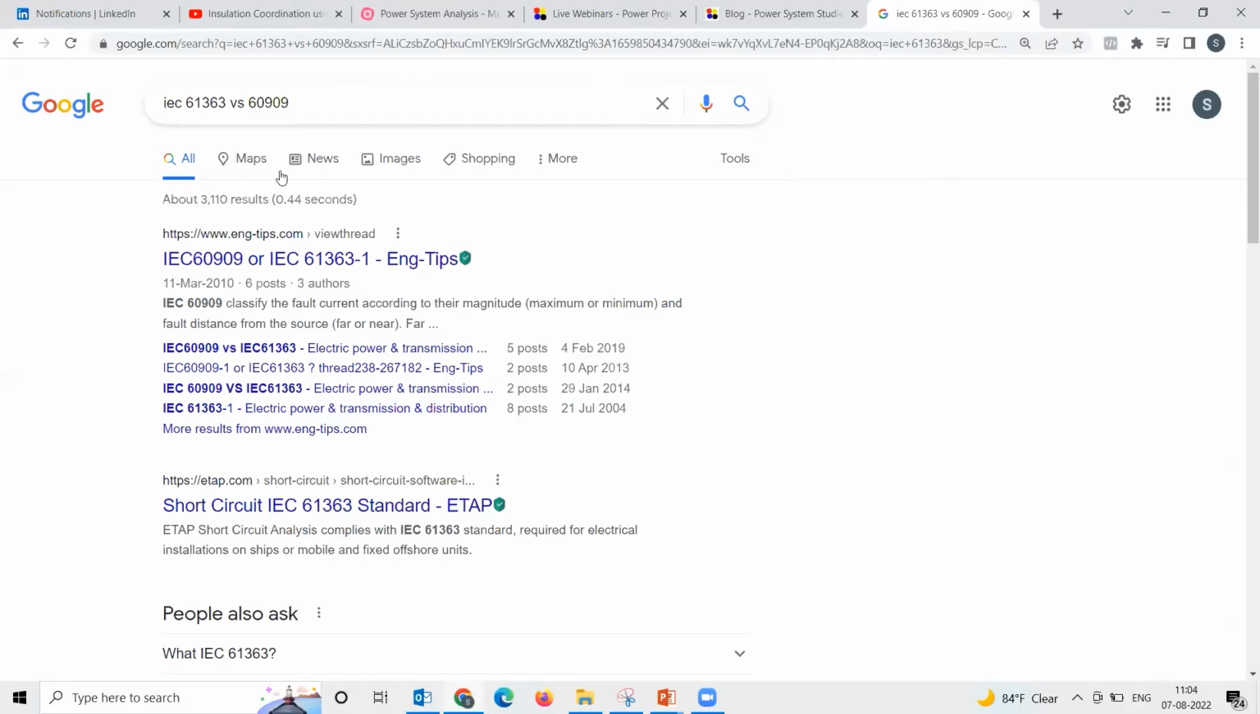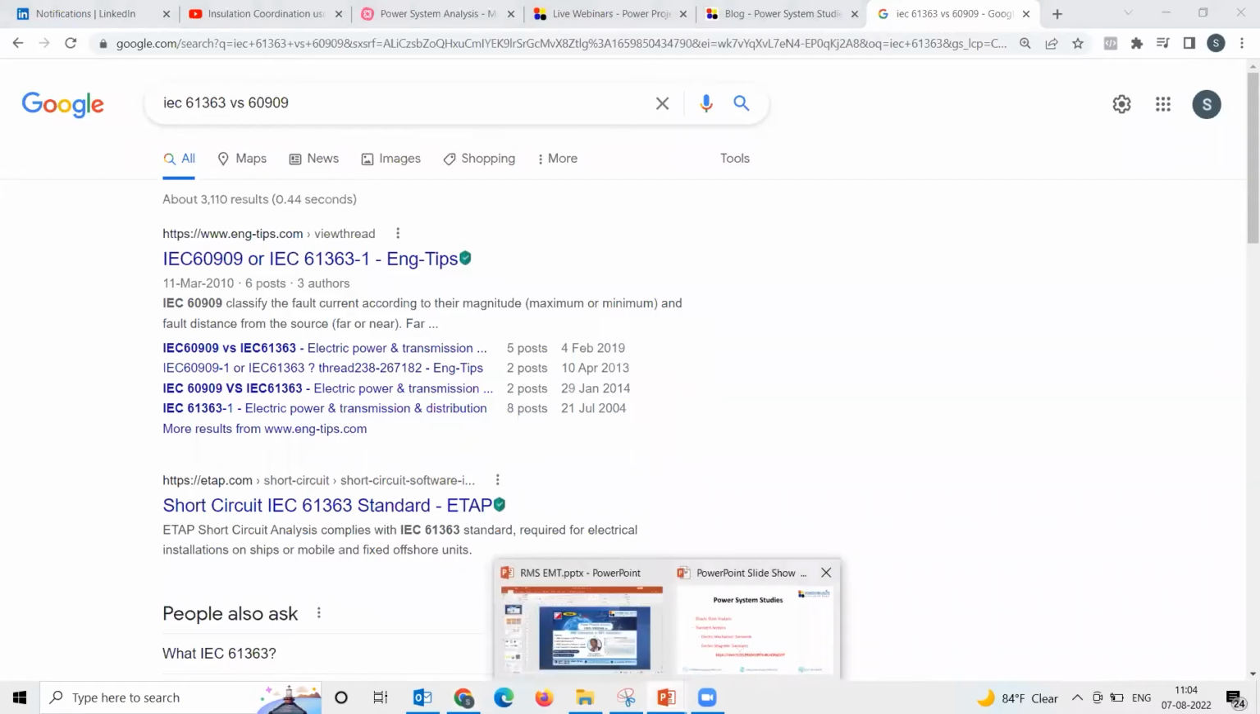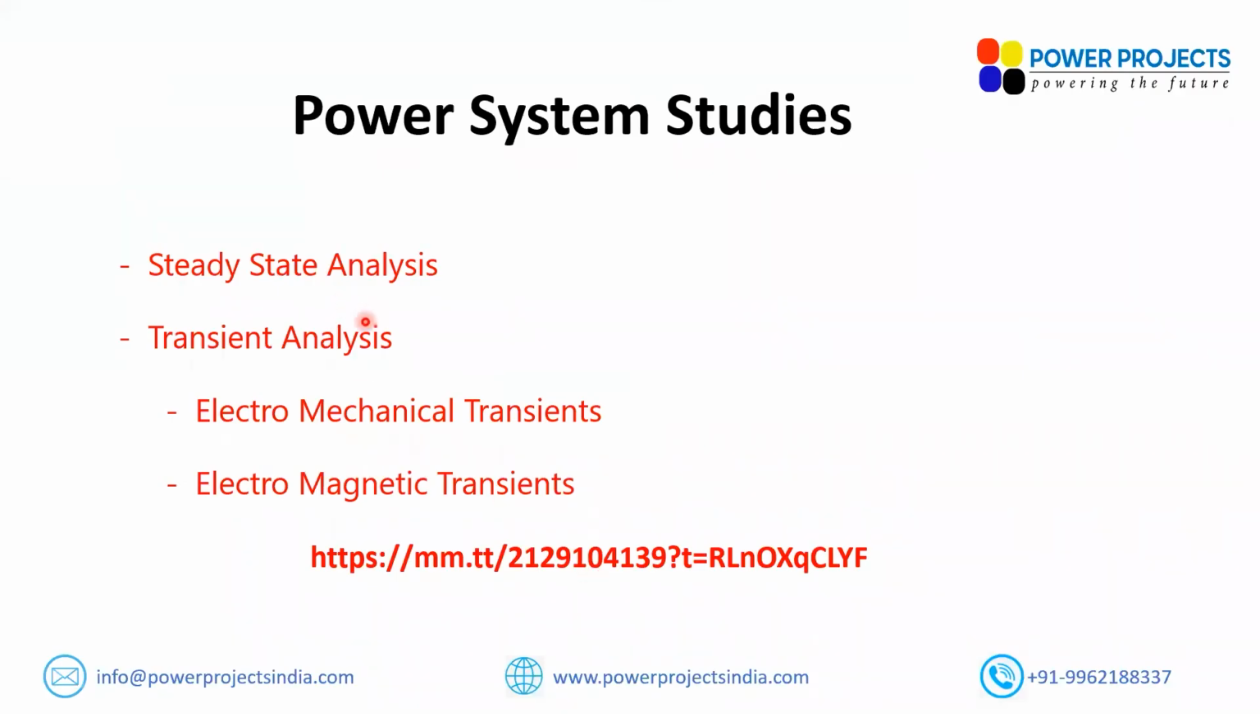Let me ask this question for clarity: why do I call a short circuit study under 60909 a steady state study, and why not a transient? Many people also put it as transient, because the short circuit event is a transient. That's the reason we thought a short circuit study could be a transient.